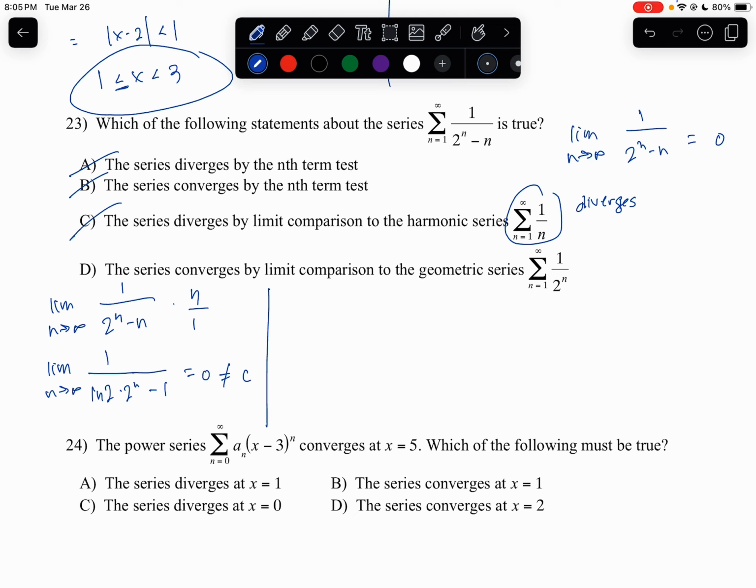So it's going to have to be D, but let's just go ahead and make sure. This converges. This is a geometric series, and the ratio is 1/2. So let's use the limit comparison test. The limit as n approaches infinity of 1 over 2^n minus n times 2^n. Similar, you use L'Hopital's rule. Honestly, if you just want to look at it, you can just see the leading terms. 2^n over 2^n is going to be equal to 1.